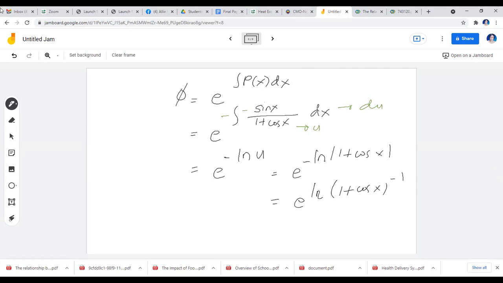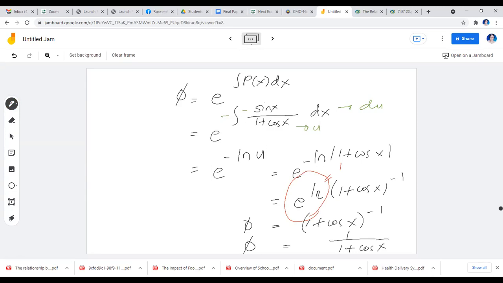The purpose of this is for you to be able to simplify this expression, knowing that e raised to ln is 1. So what you'll have here now for your phi is 1 plus the cosine of x raised to negative 1. Or shall we say your phi, if it's negative 1, then it would be 1 over 1 plus the cosine of x. So this is your phi now.